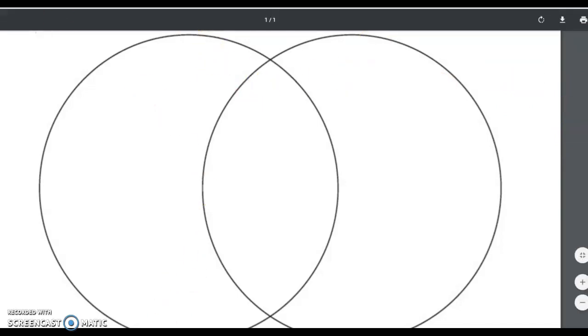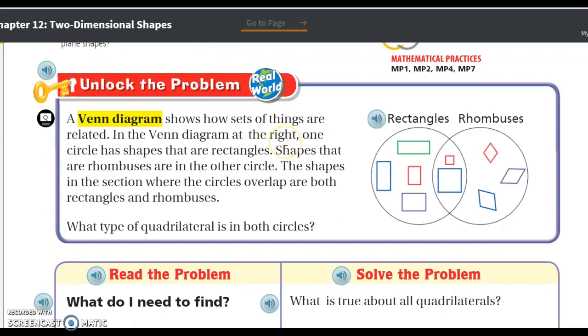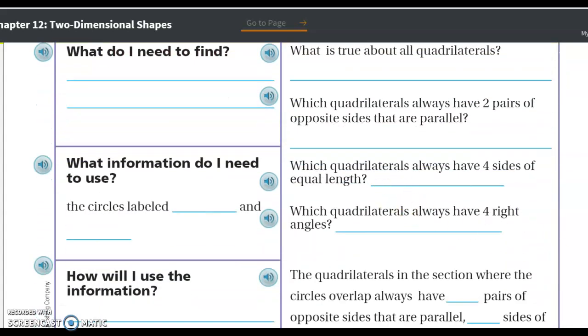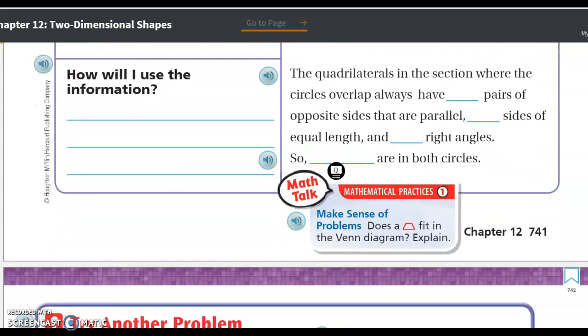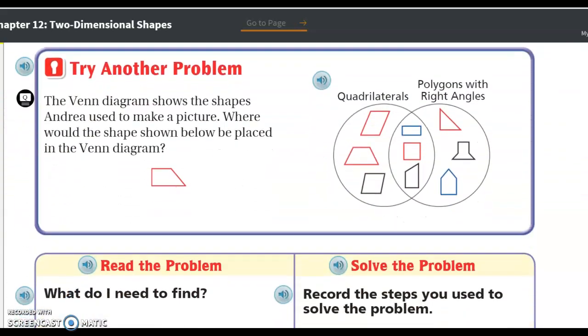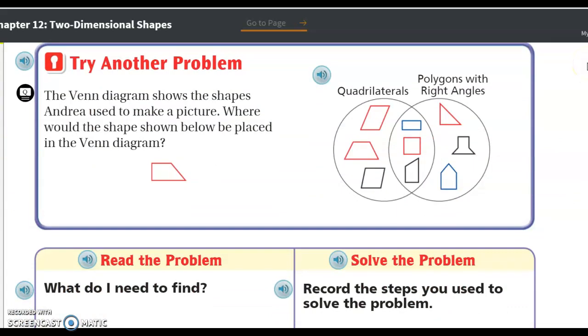All right, so let me pull back up our GoMath page. We are not going to do every question here today. I think the way they do it is a little bit confusing at the start, so we're going to jump around. Make sure you're following along with me. The first page goes step by step by step, and we are not going to do that. We're going to skip right ahead to the next page, page 742, where it says try another problem.